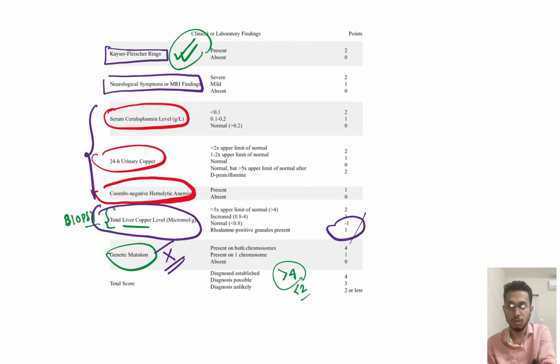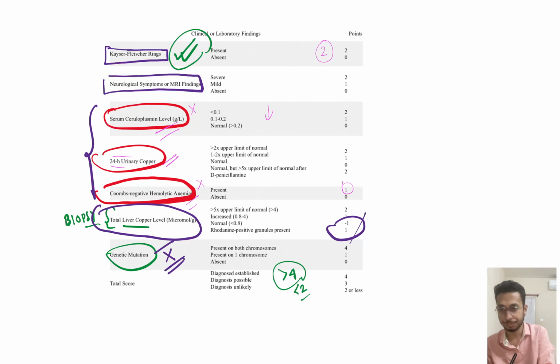Among these three options of serum ceruloplasmin level, 24-hour urine copper and Coombs negative hemolytic anemia, 24-hour urine copper will require 24-hour collection, obviously it is time taking. We have narrowed down into two options of serum ceruloplasmin and Coombs negative hemolytic anemia. Now, if we see, we have already got 2 points from Kayser-Fleischer ring. We need 2 more points. Even if we can prove Coombs negative hemolytic anemia based on the blood report, it will give only 1 score. So, it does not have any positive value for diagnosis of Wilson's disease. You need minimum 2 values for diagnosing.